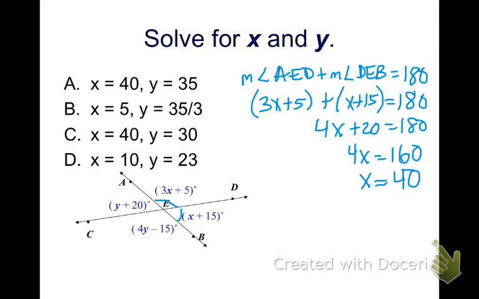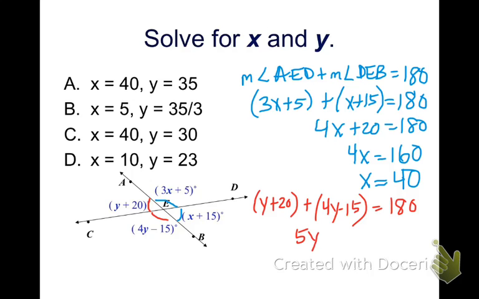Okay, likewise, we know that angle AEC right here and angle CEB right here are a linear pair. So we can take the expression y plus 20, which is the measurement of angle AEC, plus 4y minus 15, which is the measurement of angle CEB, and those should add to 180 also. So that's 5y plus 5 equals 180, 5y equals 175, and y is equal to 35. So x is 40 and y is 35.